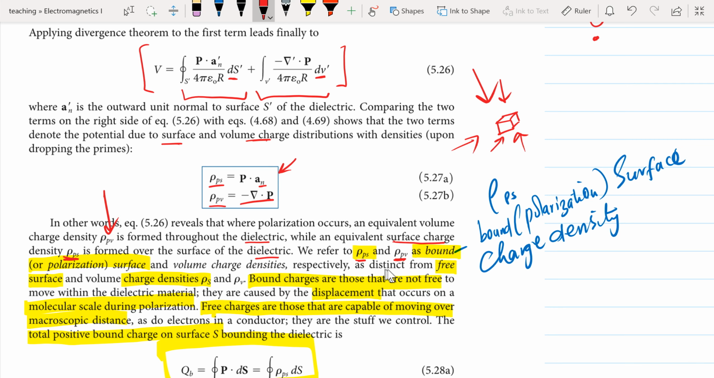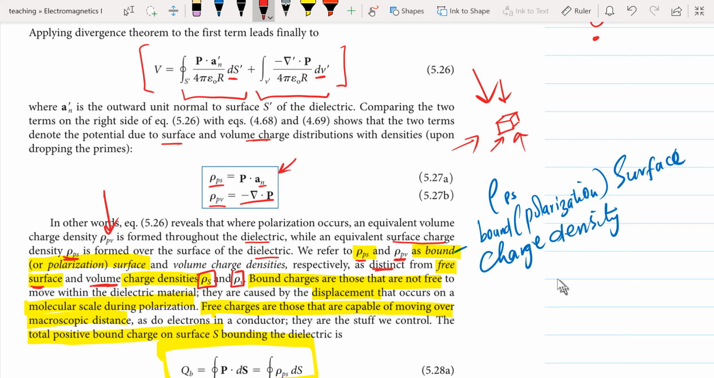And they are considered as distinct from the free surface and free volume charge densities, the ones that we defined before, rho S for the surface and rho V for the volume. Bound charges are those that are not free to move within the dielectric material. They are caused by the displacement.